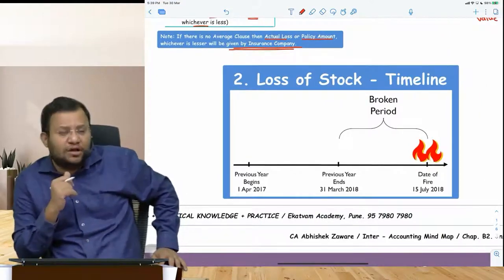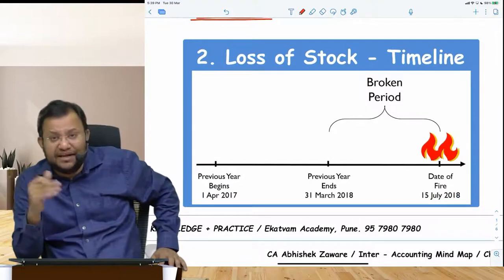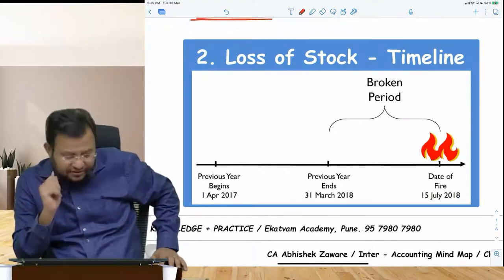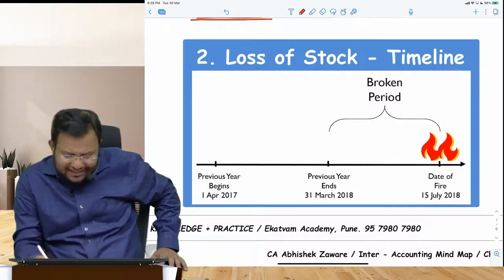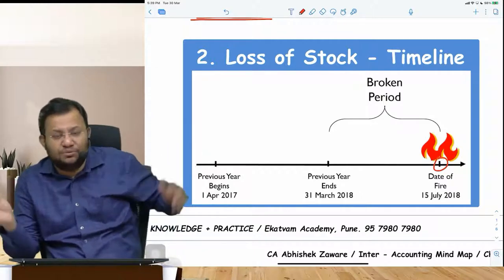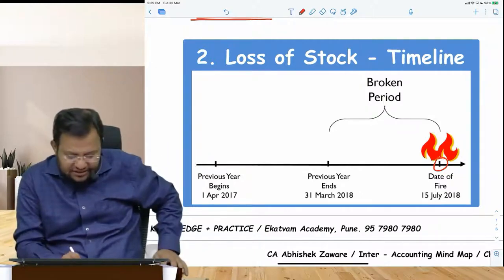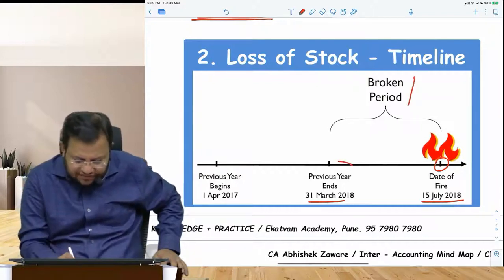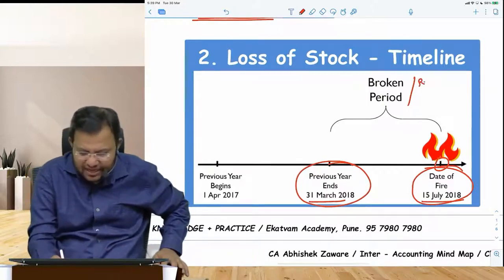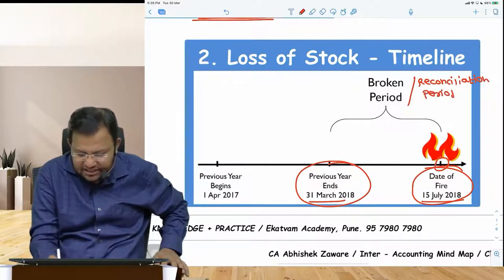So when we talk about a loss of stock, you need to first understand the timeline of events, and then you need to calculate the stock lost at the time of fire. So fire can take place at any point of time, which will normally result into breaking up your accounting year. So your accounting year ends on 31st March and the fire took place on 15th of July. So 31st March 2018 till 15 July 2018 is known as reconciliation period.